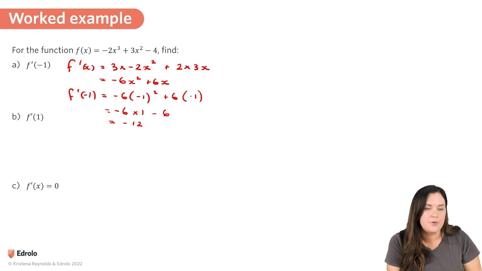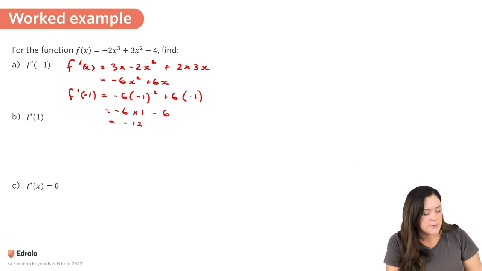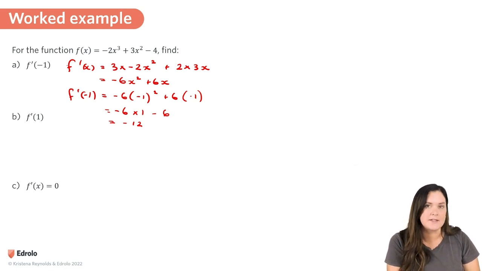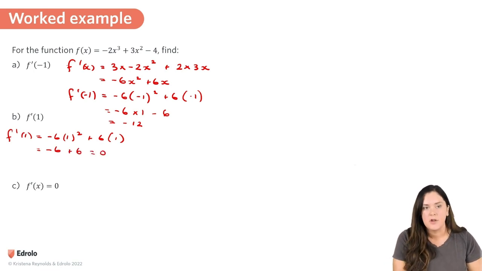For our second example, again, we're going to differentiate, but we want to find what the gradient is doing when x equals 1 instead of negative 1. So we already have the derivative there. So we had the negative 6x squared plus 6x. Now we're going to replace x with 1. So we end up getting negative 6 times 1 squared plus 6 times 1. So we get negative 6 plus 6, which equals 0. So since it equals 0, that actually tells us we have a stationary point there when x equals 1.